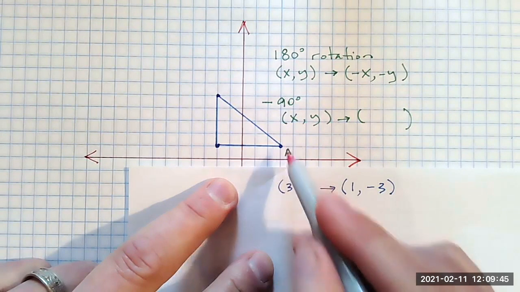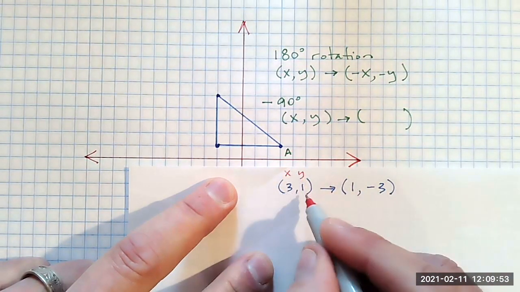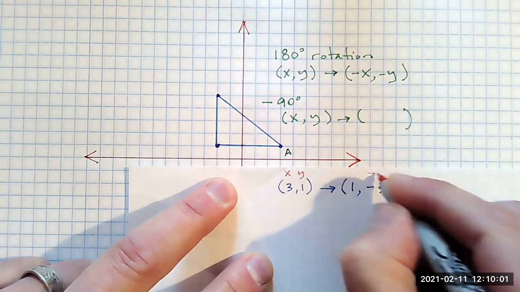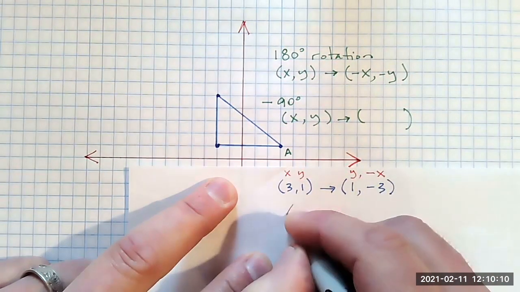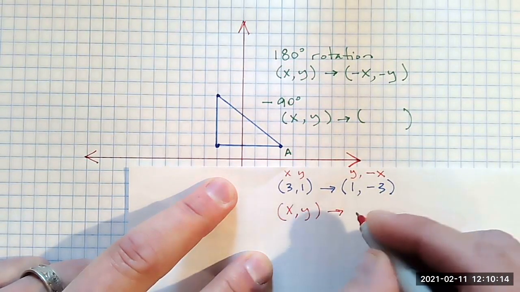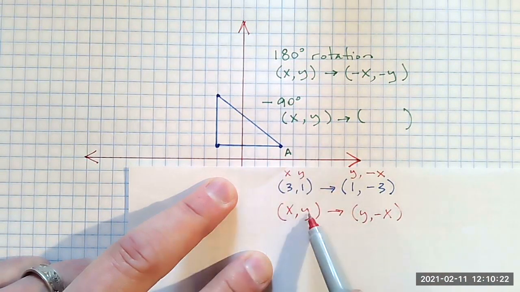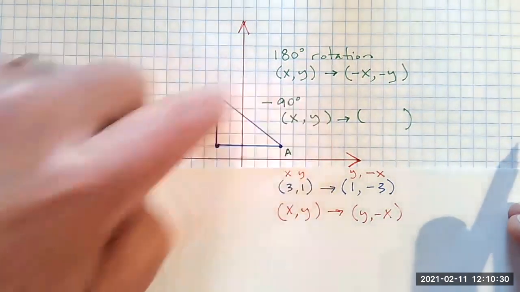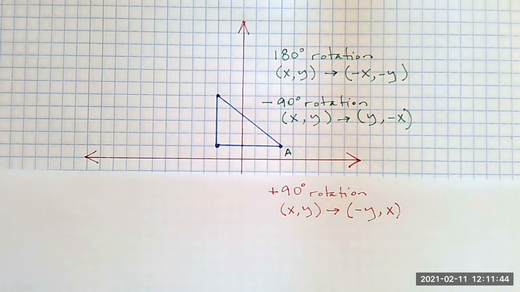So now that I have my point 3, 1 going to 1, negative 3, I can return to the general form of this and say that my x becomes this component here. And actually, if 3 is x, this is the opposite of x. And this is y, this is remaining y. So here's my rule. For a negative 90-degree rotation, xy becomes y comma negative x, or opposite of x. Try that for positive direction. And you should have gotten xy becomes the opposite of y comma x.